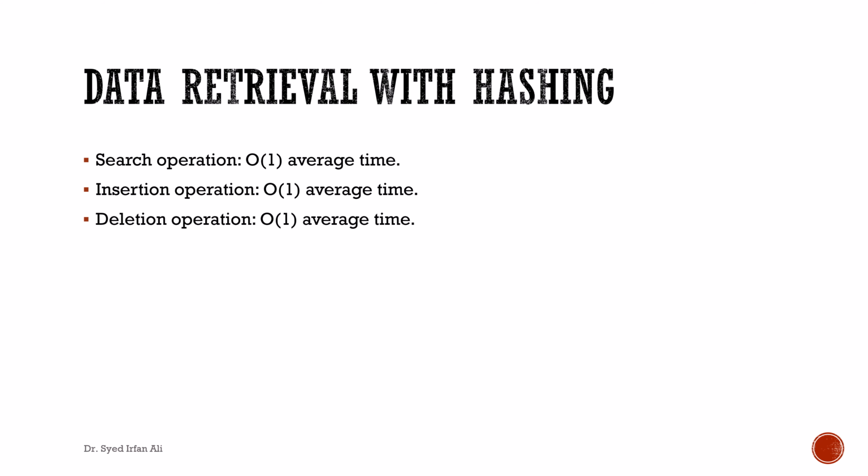Search operation takes O(1) time on average. Insertion also takes O(1) time. Deletion also takes O(1) time. So, hashing is much faster compared to other methods.